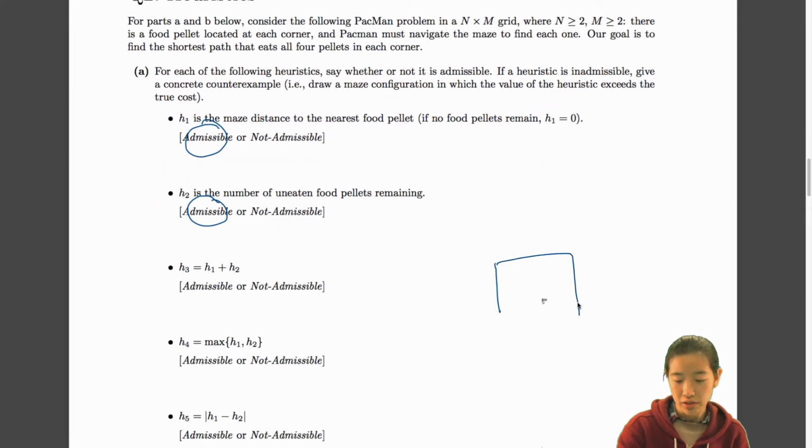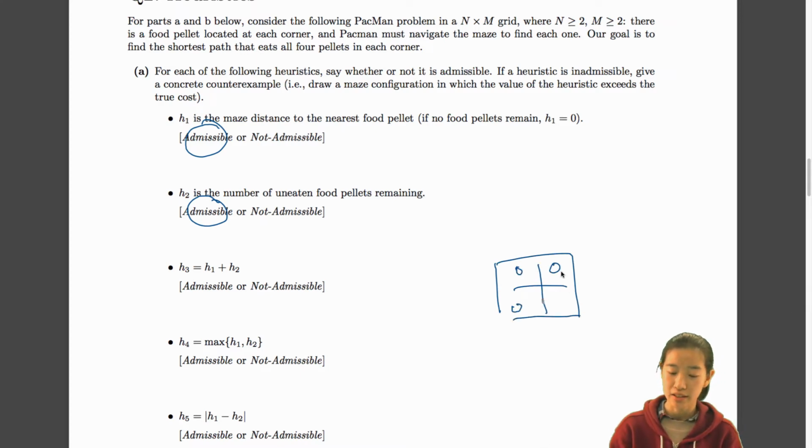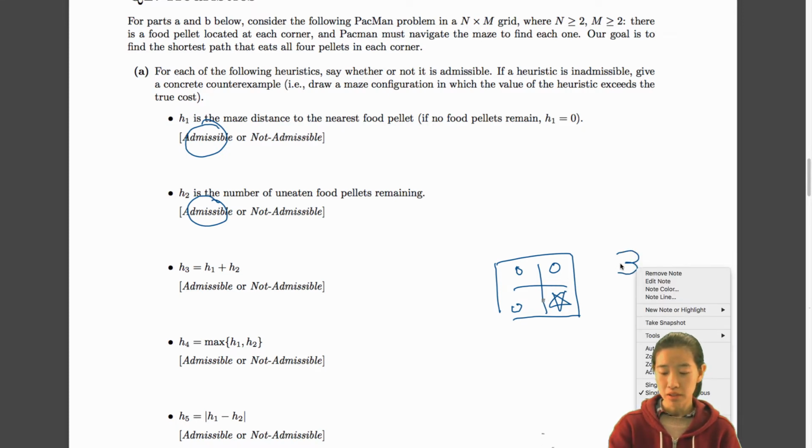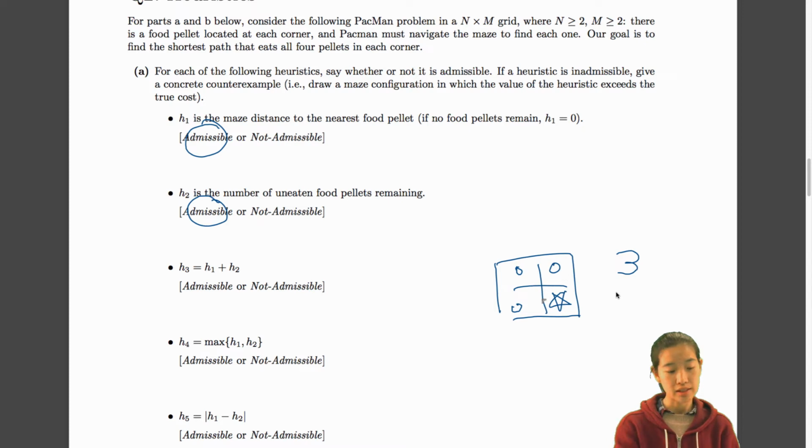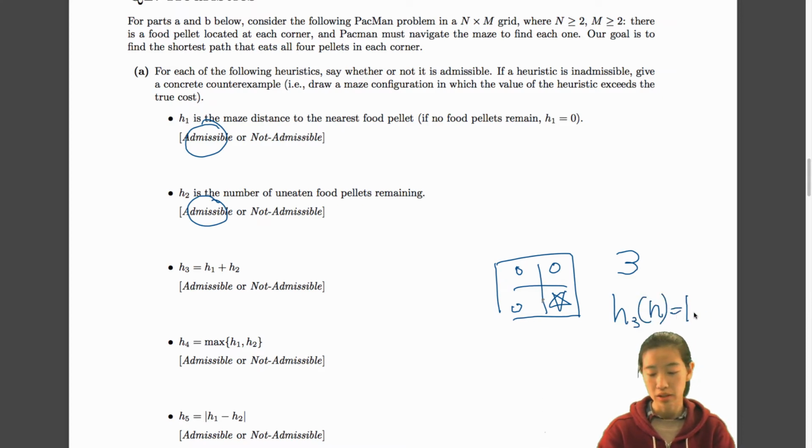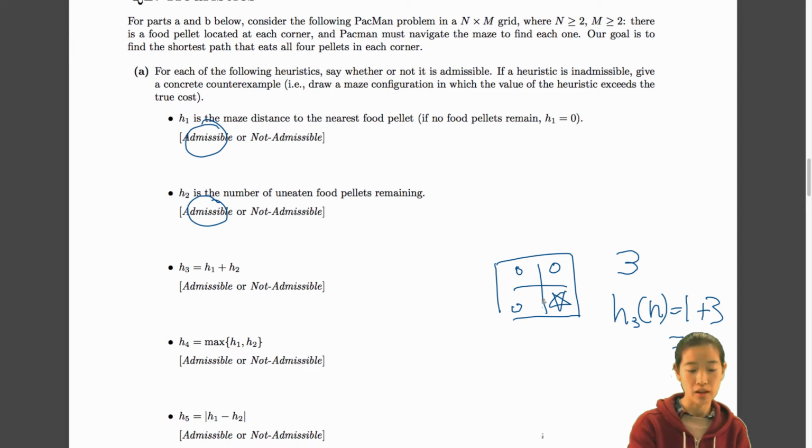We have a 2x2 grid where we have pellets in each corner, and in our last corner, a little Pac-Man agent is here. Then, how many steps would it be to eat all the pellets? It would take 3 steps. But how many steps did the heuristic calculate? So for H1, we can see that the nearest distance is 1. So let's see in our node. This is equal to 1 plus the number of pellets left, which is 3. This actually gives us 4, which is not an underestimate of the true optimal.